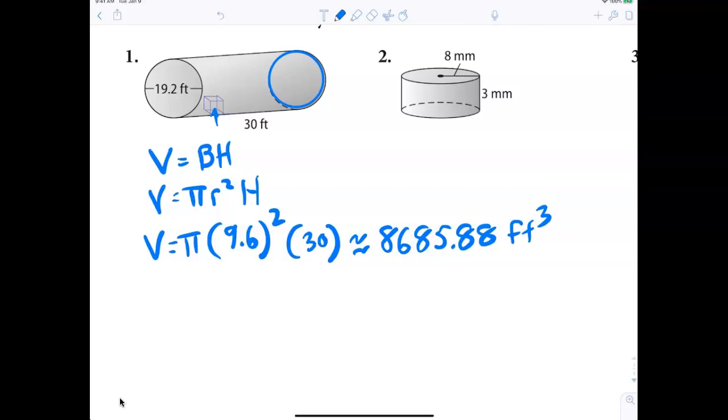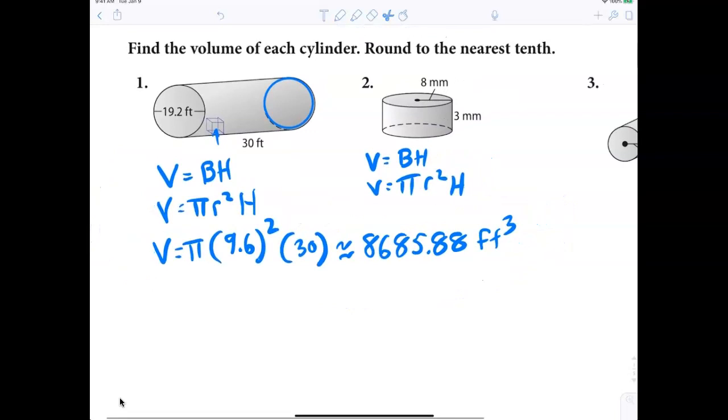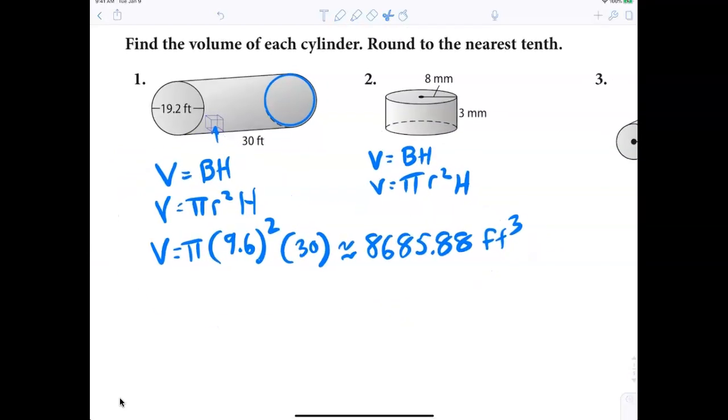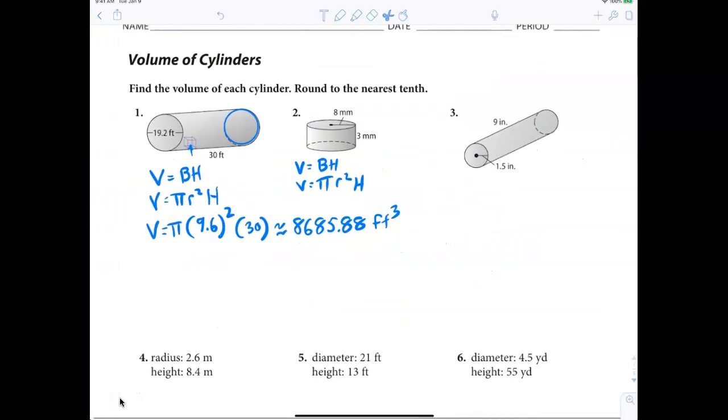While I'm trying to find Sean a calculator, I want everybody to write volume equals base times height. Volume equals pi r squared times h. And then I want everybody to plug those numbers in for question number 2. And let's see if I've done a good job showing you how to do that.